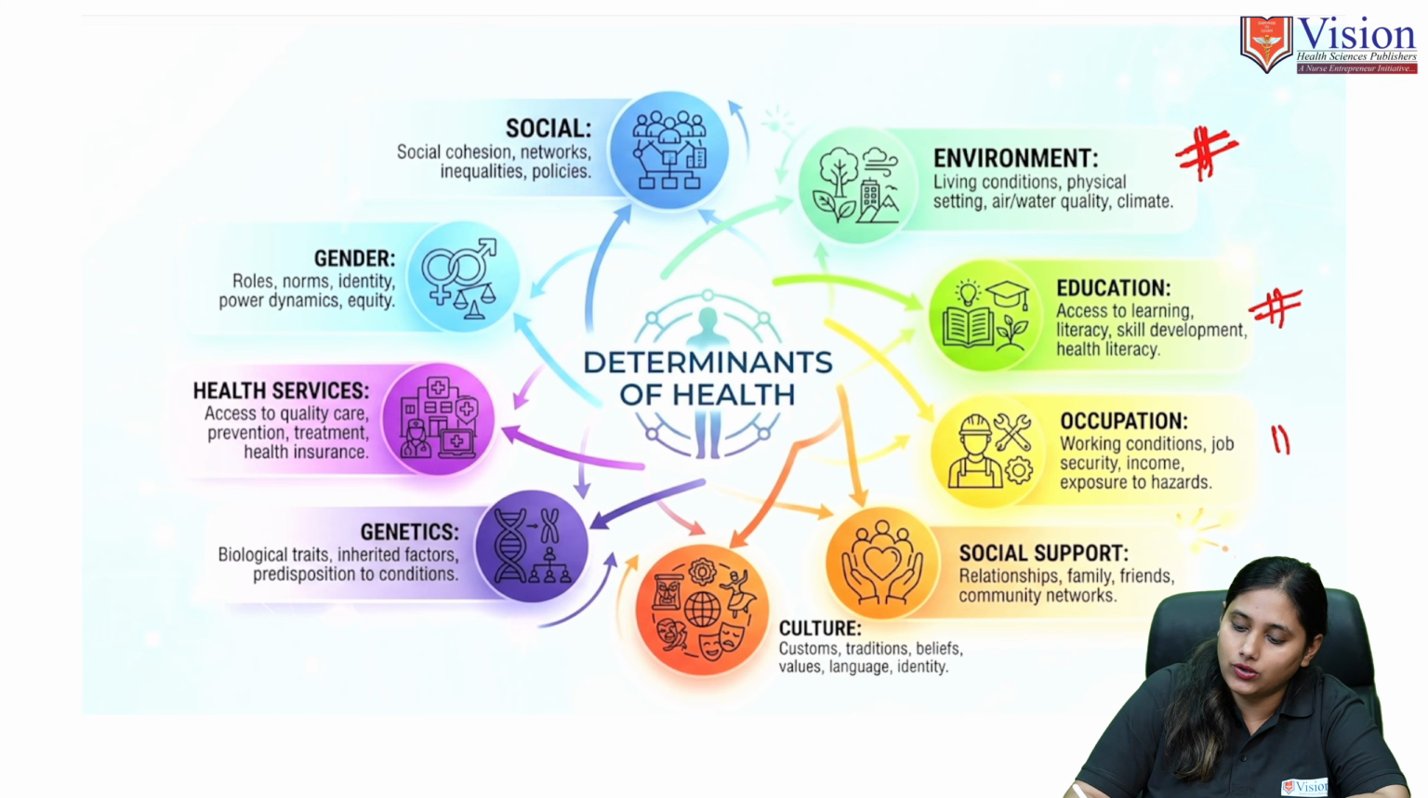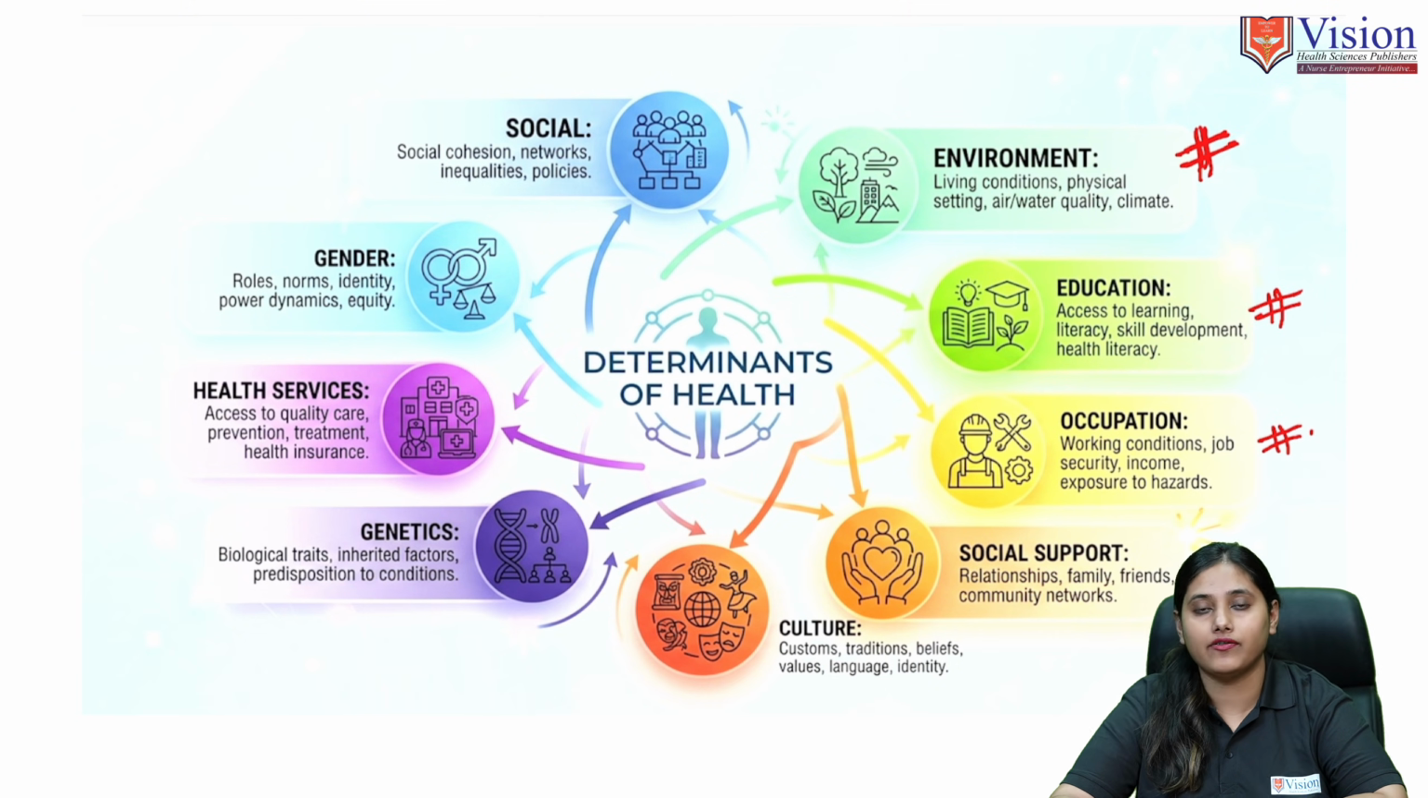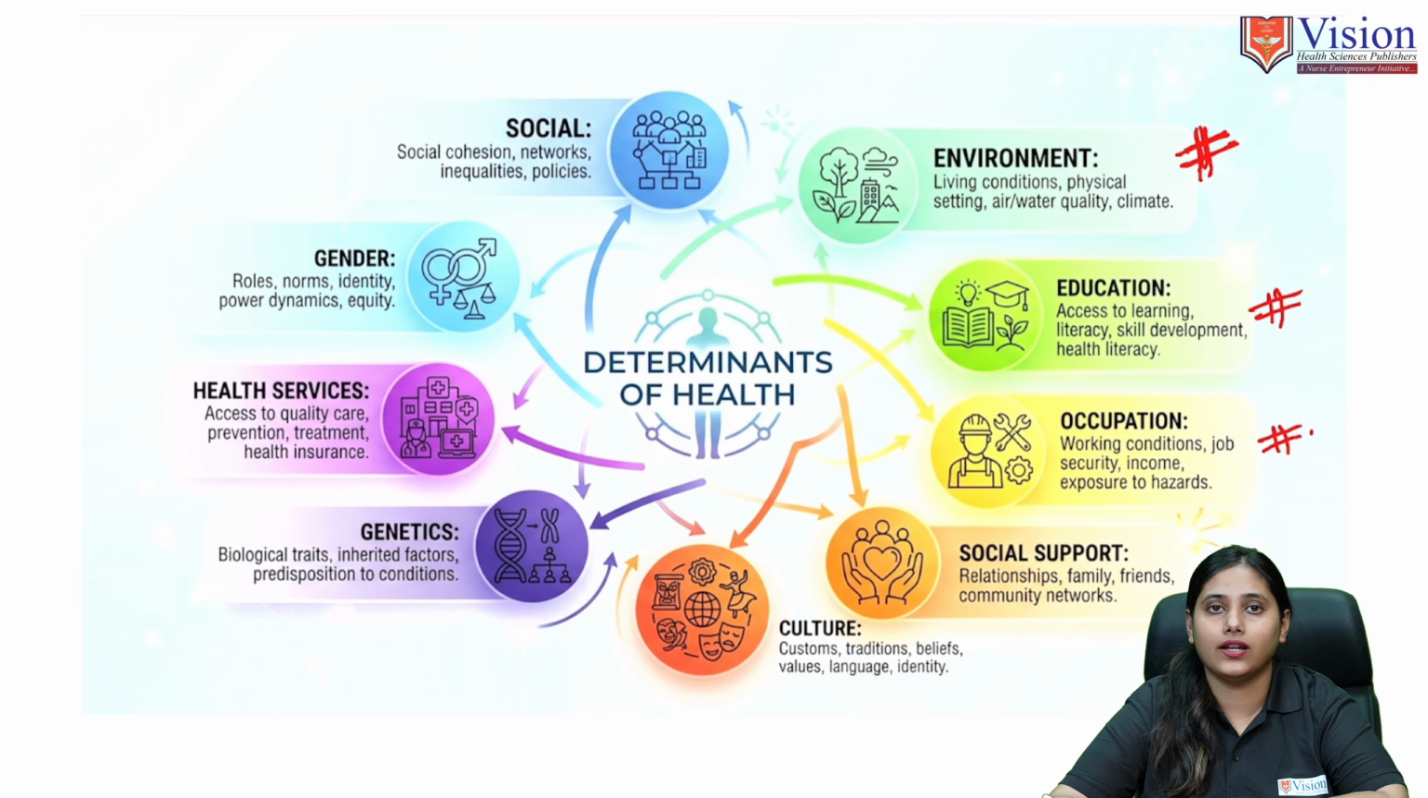Then comes the occupation. Basically it refers to the working conditions, job security, income, and exposure to hazards. For example, if a person is working in factories, mainly in industrial areas, the population will be affected by the climate, and they will be suffering from different respiratory diseases. And in some factories there can be falls of some goods, so there will be a risk of injury.